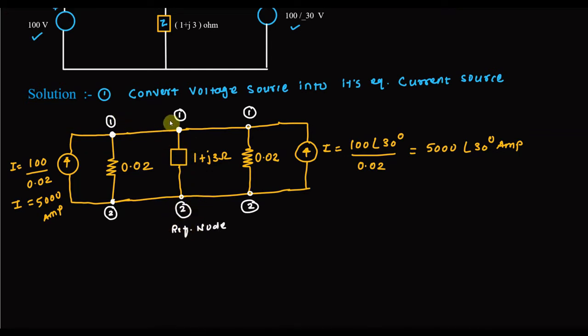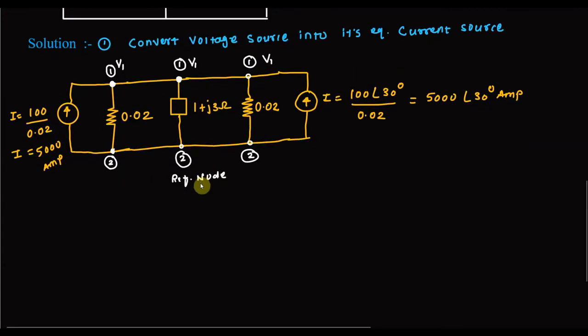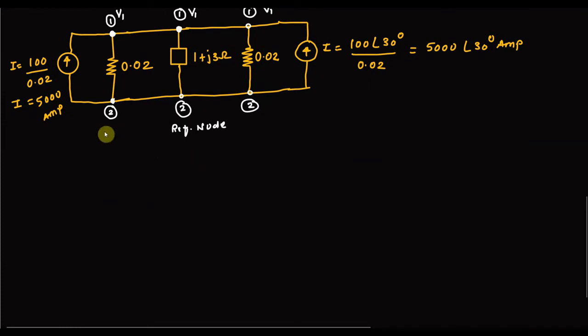Okay, then we will assign the voltage. So what voltage will we assign here? Here we will assign the voltage V1. So V1 is the voltage across here. Here again the voltage is V1 and here the voltage is again V1. Right? As there is only one node at this point. Okay. And now what will we apply? KCL.